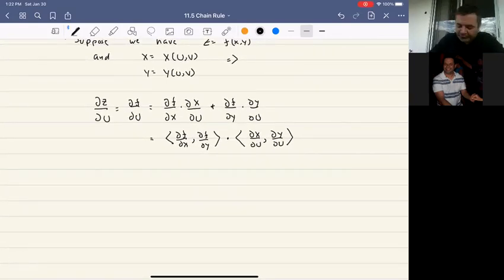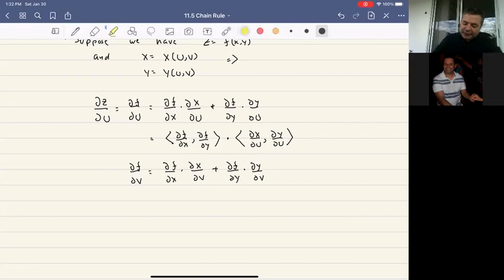Similarly, the partial of f with respect to v is the partial of f with respect to x times the partial of x with respect to v, plus the partial of f with respect to y times the partial of y with respect to v. So that's just the chain rule in multiple dimensions. And in more than two variables, it would extend in the same way.